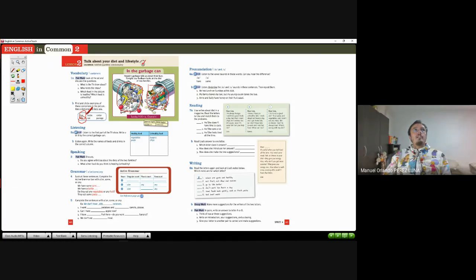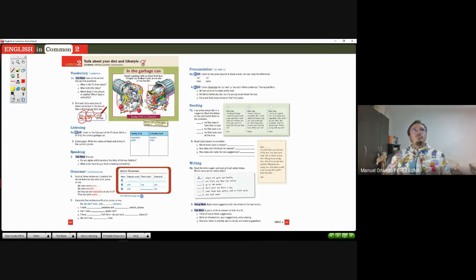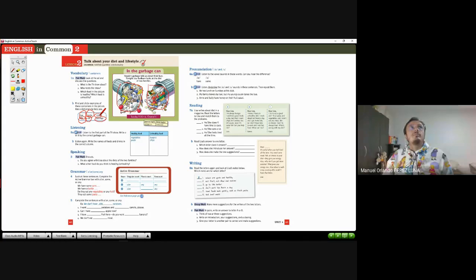Bien. Bottle, botella. Can, lata. Carton, cartón. And package. Six pack. Empaque. Yeah, a package of eggs or whatever. Okay, so we are organizing with this vocabulary. Then we got there a listening. So the listening is impossible to work within the classes, but we got there the speaking and we got there the grammar. So we're gonna organize with this.